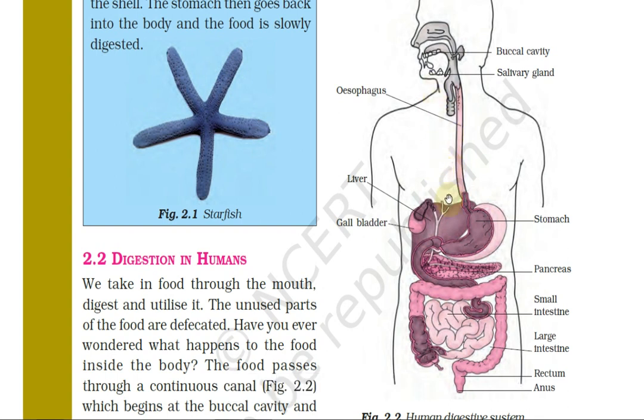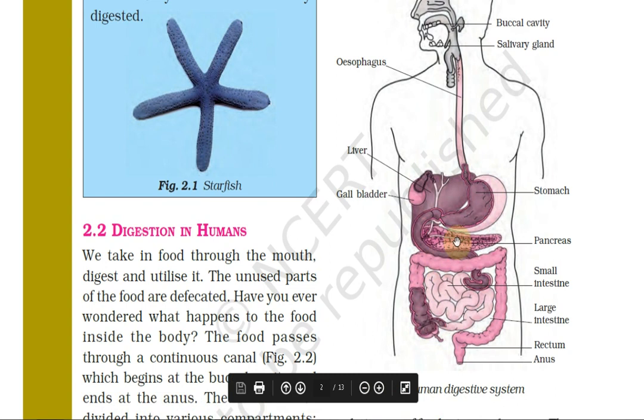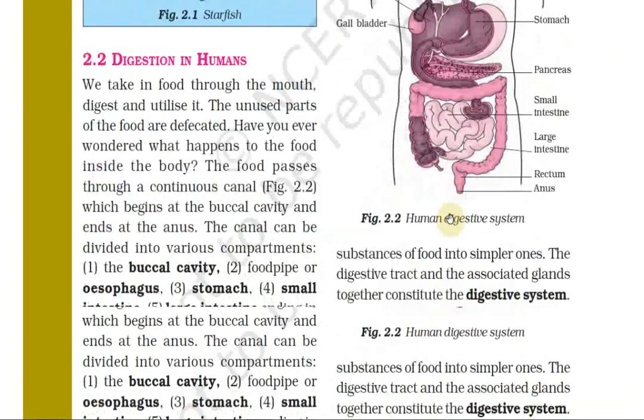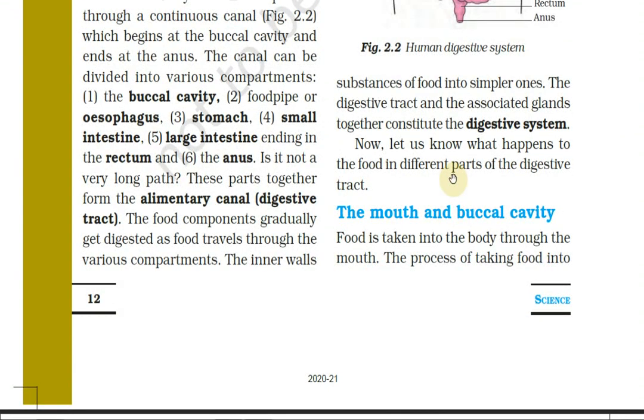When you add the salivary gland over here, the gallbladder over here, the liver and this pancreas, when you add all these glands to this digestive tract, the whole structure is referred to as the digestive system or human digestive system. So let's start the digestion process of human beings.